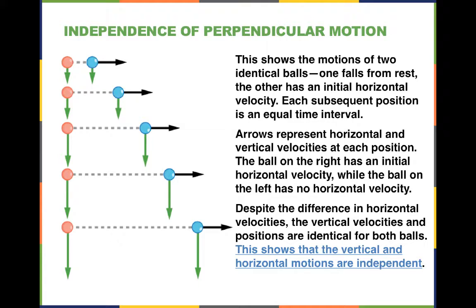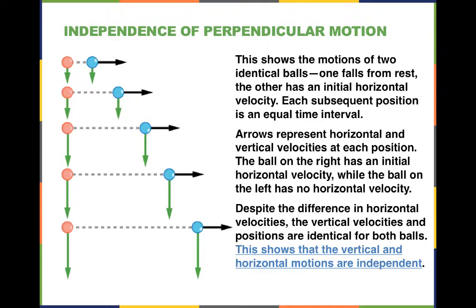So one ball falling from rest falls directly down, while the other, which is given an initial horizontal velocity, heads from left to right and falls down at the same time. The point of this diagram is to show that the vertical motion down and the horizontal motion from left to right are independent of each other.